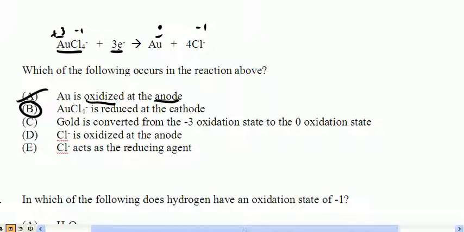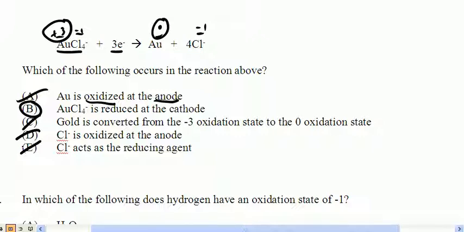Gold is converted from -3 to 0. We know that is not correct because gold goes from +3 to 0. Cl- is oxidized at the anode. We know that Cl does not change, so it is not oxidized. Cl acts as a reducing agent. Reducing agents are oxidized. They must change.